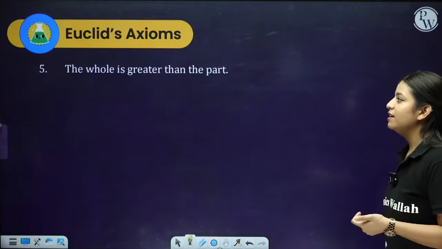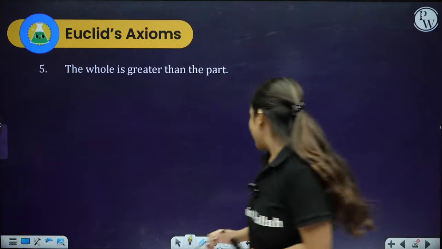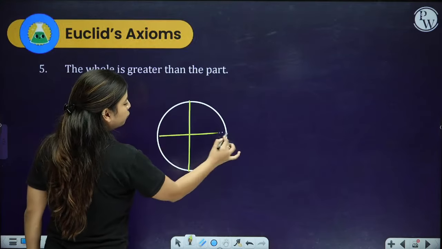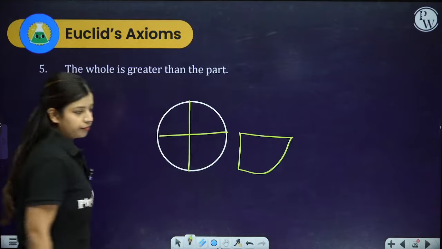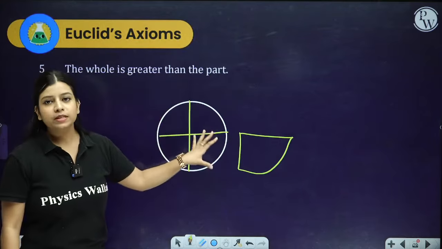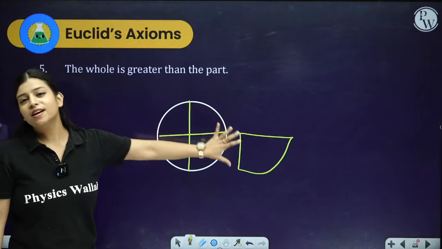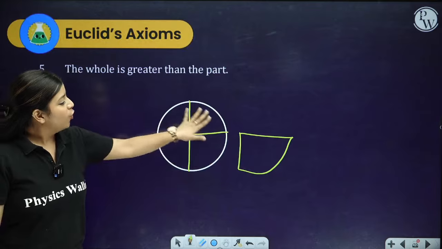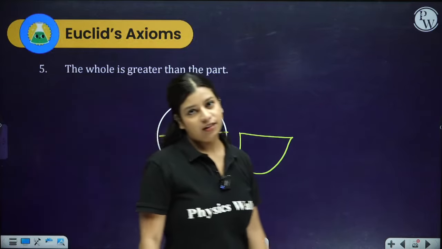The next we have is the whole is greater than the part. Of course, let's say we have a pizza and it is divided into 4 parts, and if you take one slice of pizza, this is the whole pizza. If you take one slice of this pizza, so this whole pizza will always be greater than the slice of it. So what do we say? That whole is always greater than the part of it.